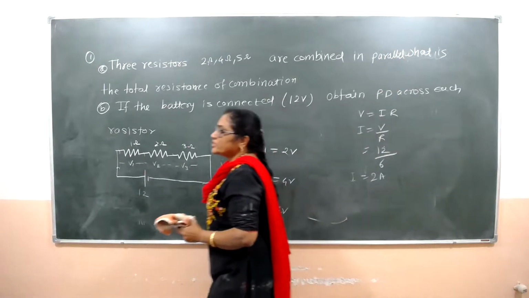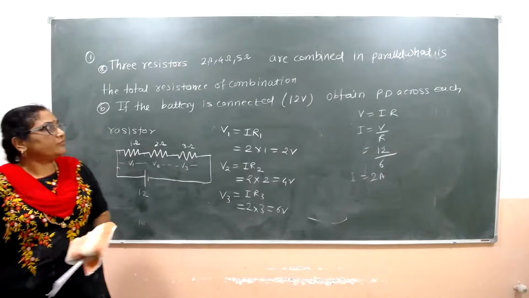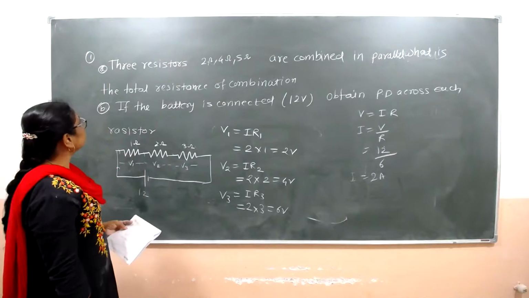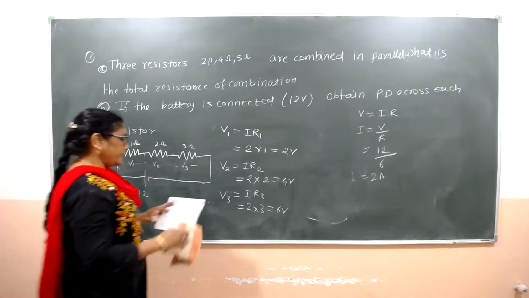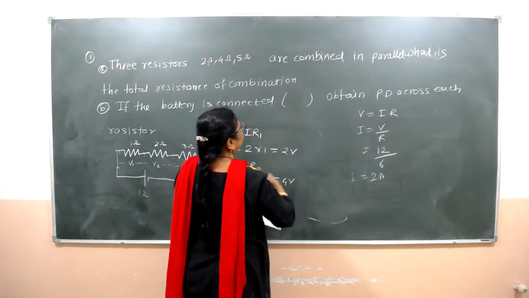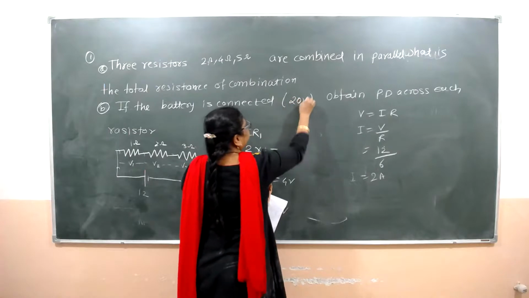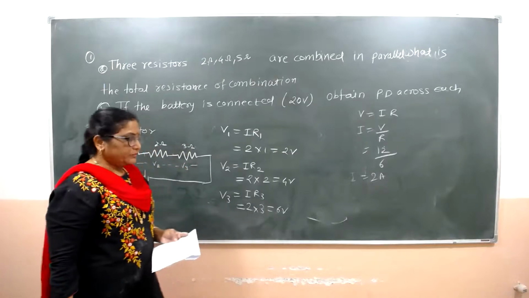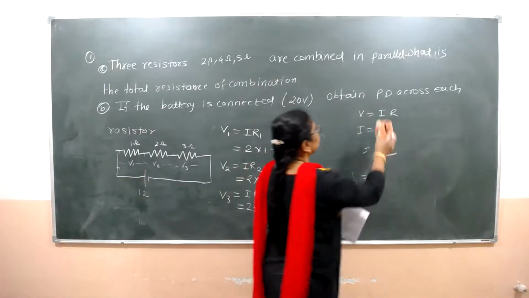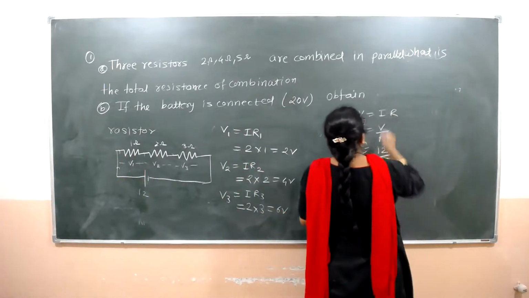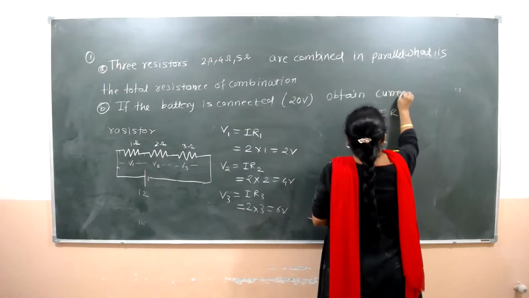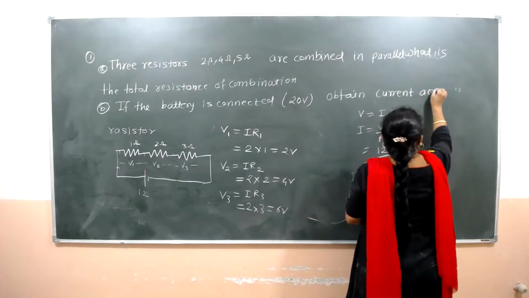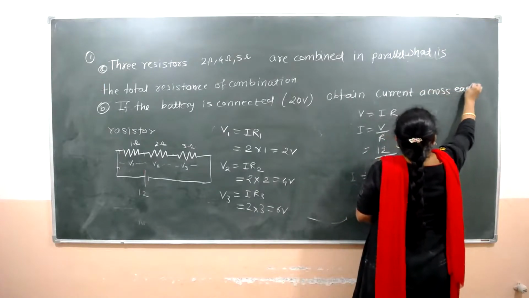What is the total resistance? Means what is the equivalent resistor? If the battery of 20 volt is connected, obtain the current across each resistor.